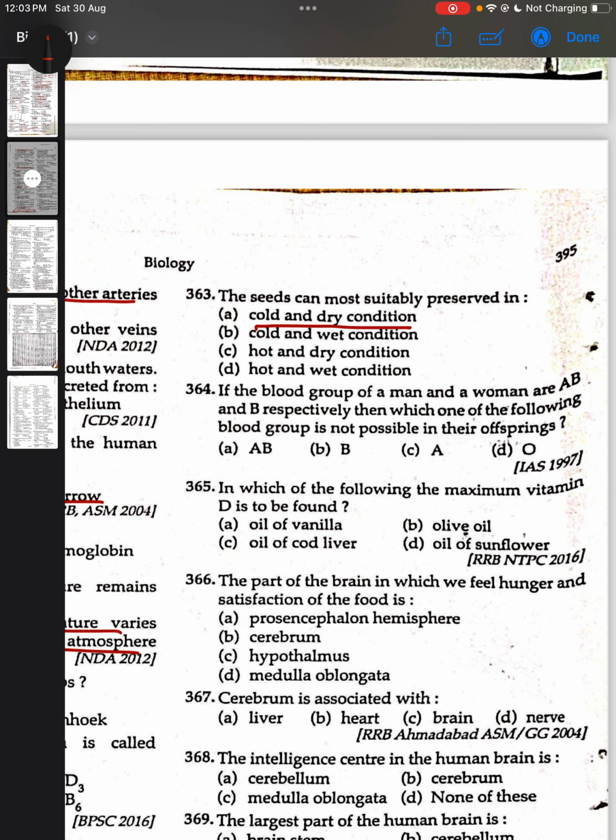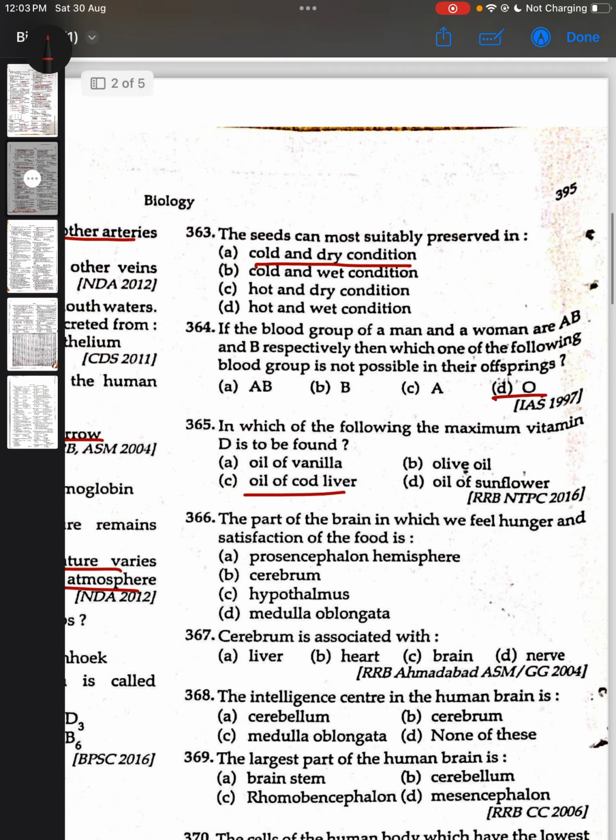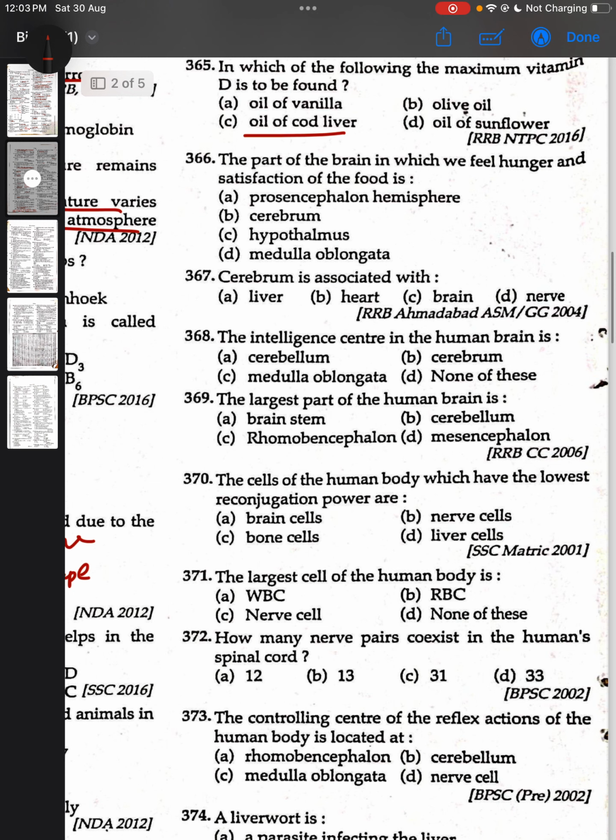If the blood group of a man and a woman are AB and B respectively, then which of the following blood group is not possible in their offspring? O. In which of the following the maximum vitamin D is to be found? Oil of cod liver. The part of the brain in which we feel hunger and satisfaction of the food is? The correct answer is hypothalamus.